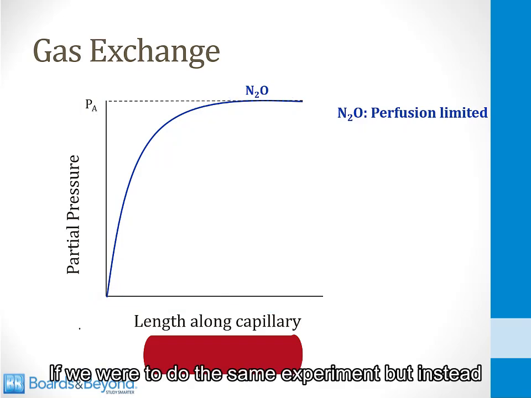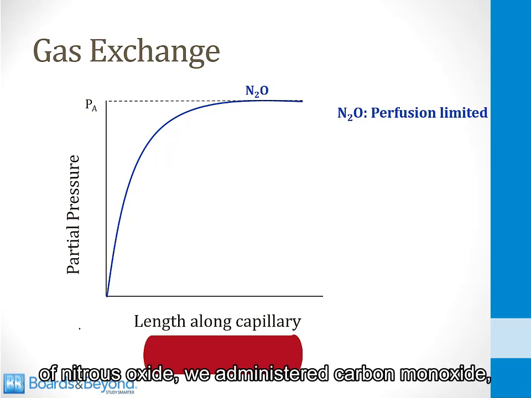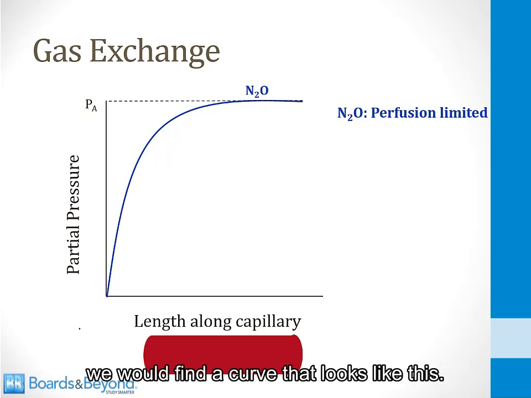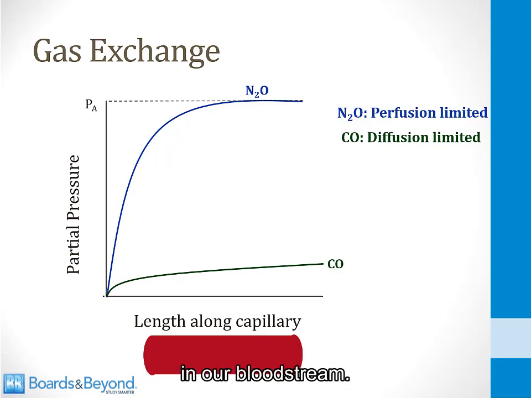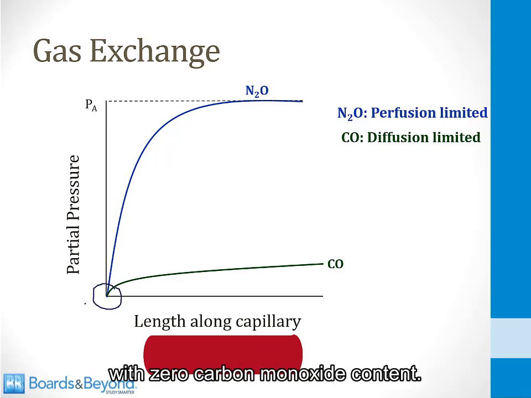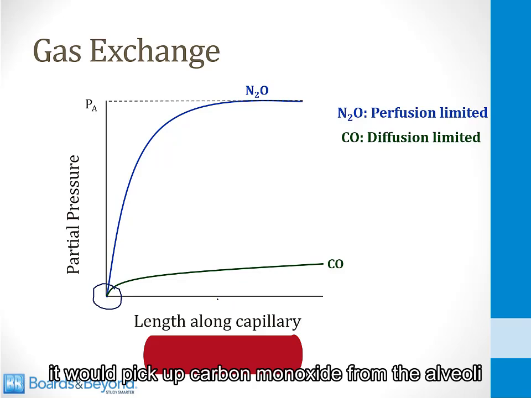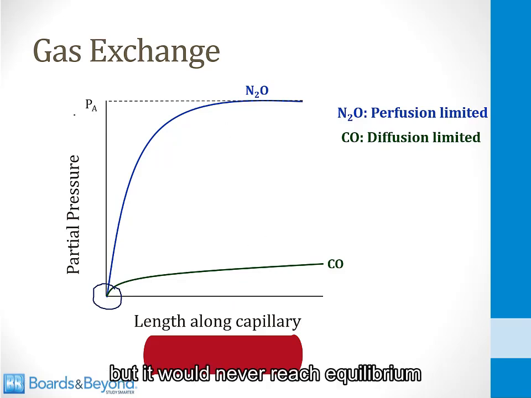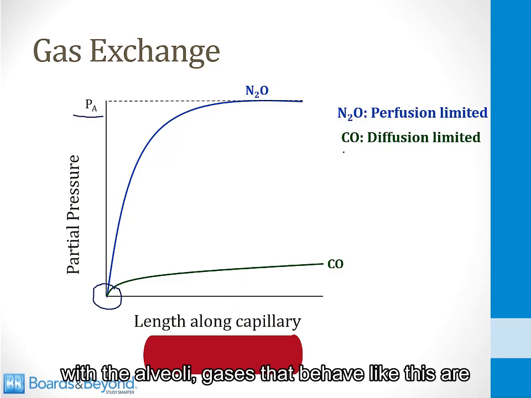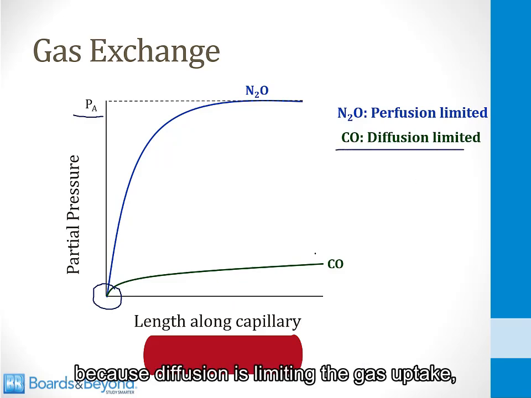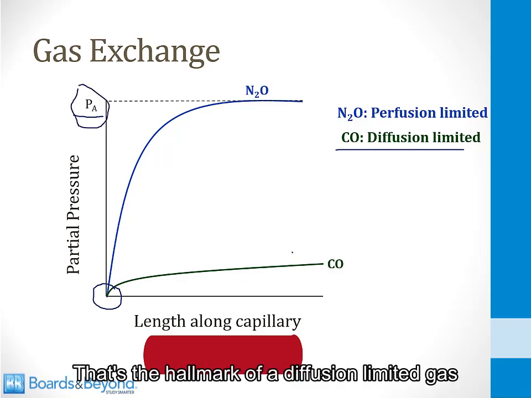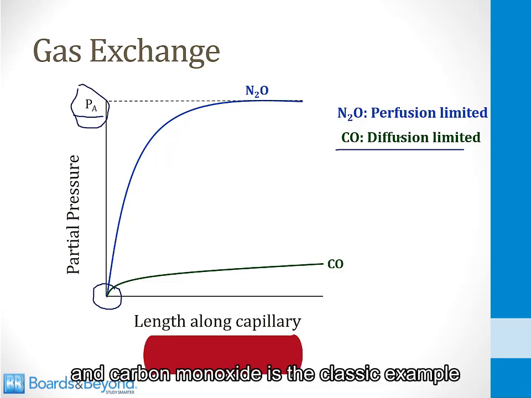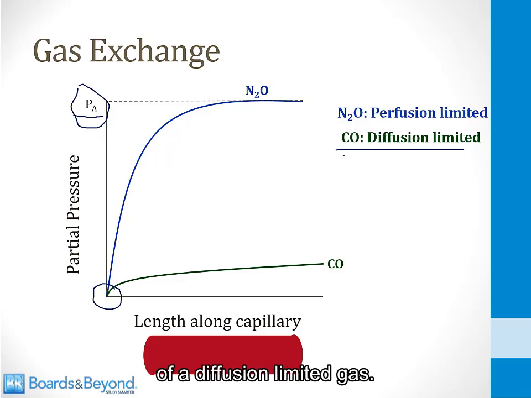If we were to do the same experiment, but instead of nitrous oxide, we administered carbon monoxide, we would find a curve that looks like this. So once again, we don't normally have any carbon monoxide in our bloodstream, so the venous blood would enter the capillary with zero carbon monoxide content. But as it moved along the capillary, it would pick up carbon monoxide from the alveoli, but it would never reach equilibrium with the alveoli. Gases that behave like this are said to be diffusion limited. Because diffusion is limiting the gas uptake, it can never reach equilibrium with the alveoli. That's the hallmark of a diffusion limited gas. And carbon monoxide is the classic example of a diffusion limited gas.